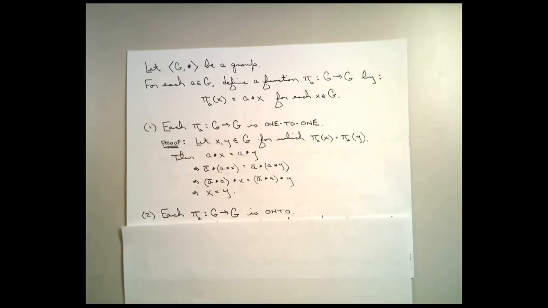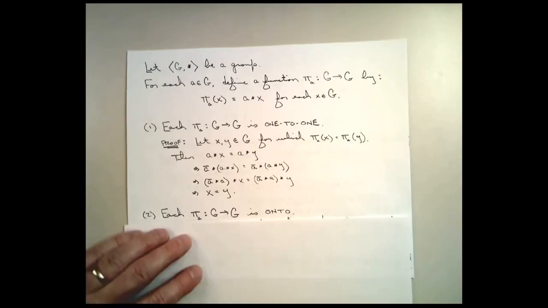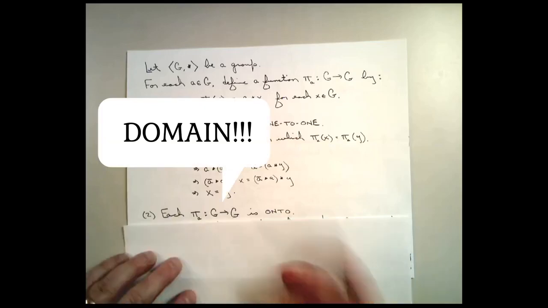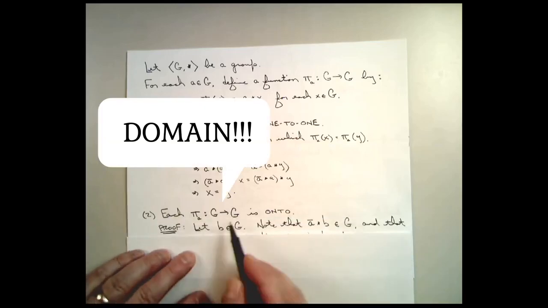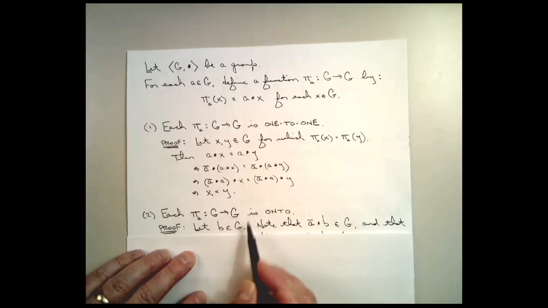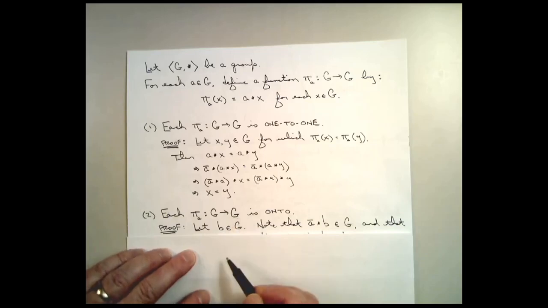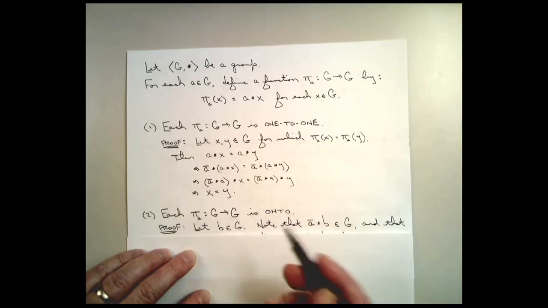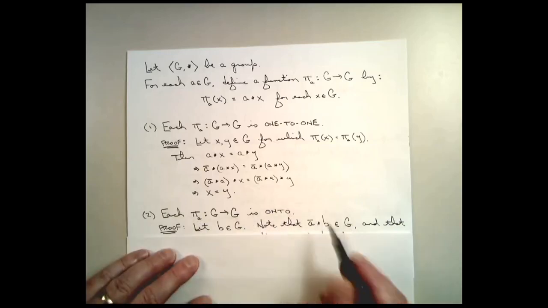Is it onto? Well, it is. Let's show it. The standard way of showing that a function is onto is by picking something out of the codomain and showing that there's something in the domain which maps to it. So I'm going to pick something out of the codomain. Of course, the domain and codomain are the same in this case, but here I'm thinking of B as coming out of the codomain. I know several things here. G is a group, A is in G. And since G is a group, A inverse is going to be in G. And so A inverse times B is going to be in G.